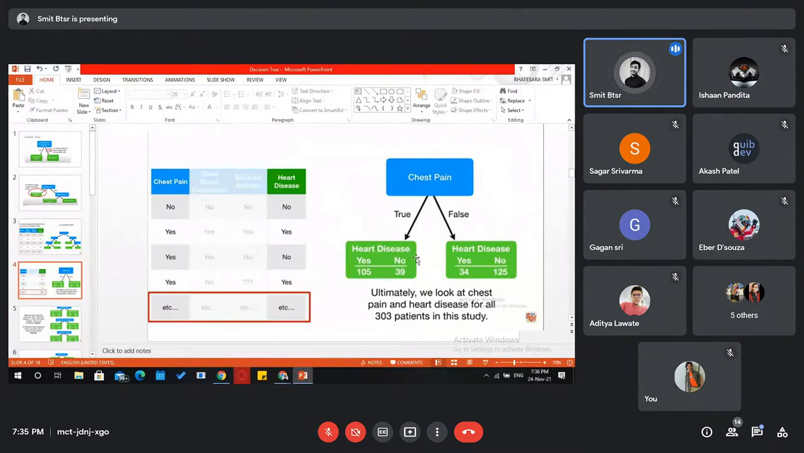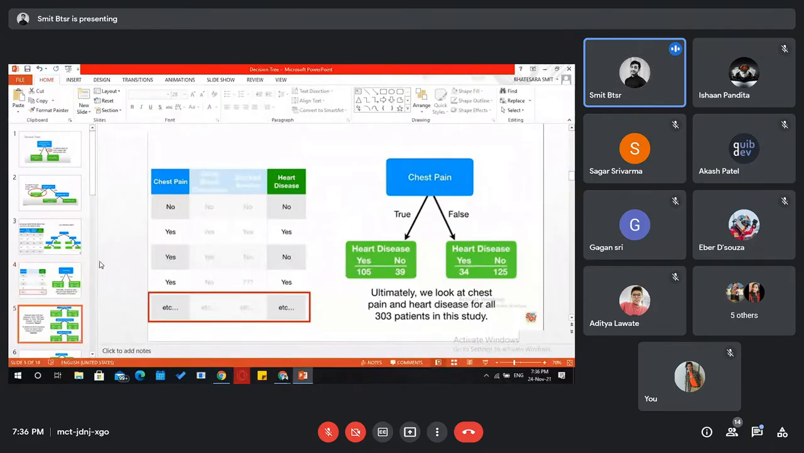By comparing one by one all these things, we are counting the total number of patients. This is the total possibilities of outcome, right? There can be chest pain and there can be heart disease. These four are the possible outcome combinations: true yes, true no, false yes, false no. Similarly, we will do this for all the attributes that we have.